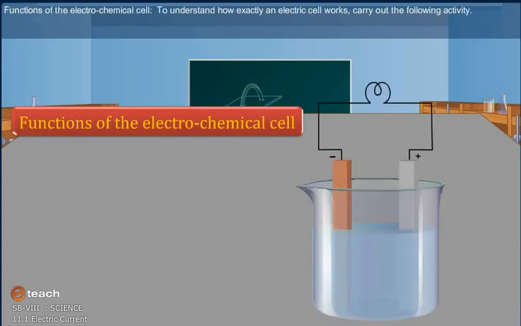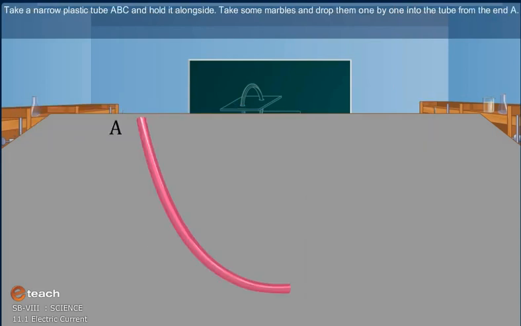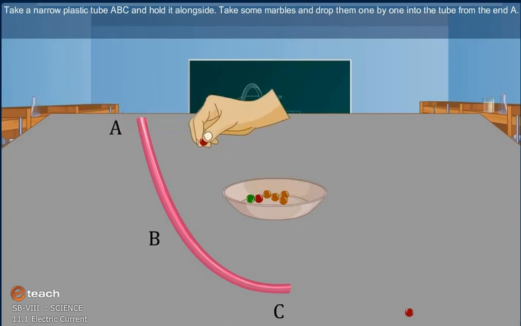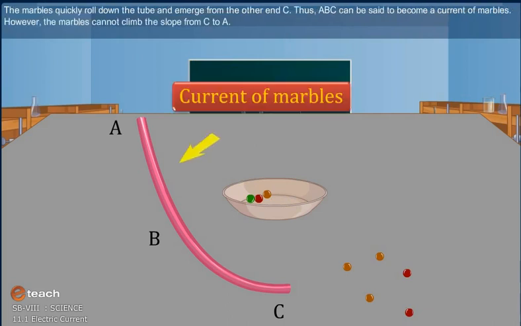Functions of the electrochemical cell. To understand how exactly an electric cell works, carry out the following activity. Take a narrow plastic tube ABC and hold it at a slope. Take some marbles and drop them one by one into the tube from the end A. The marbles quickly roll down the tube and emerge from the other end C. Thus, ABC can be said to become a current of marbles. However, the marbles cannot climb the slope from C to A.